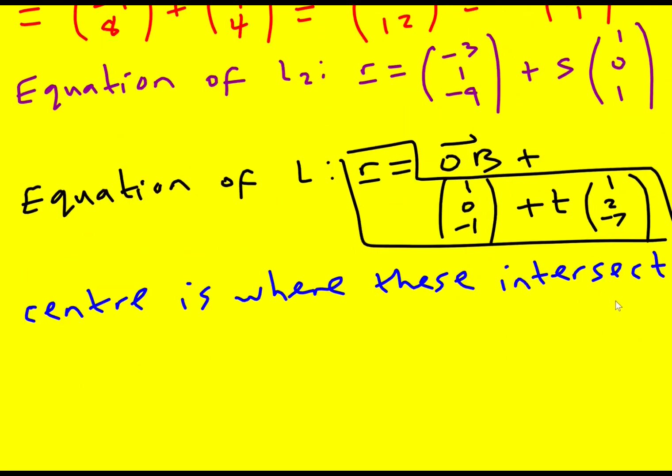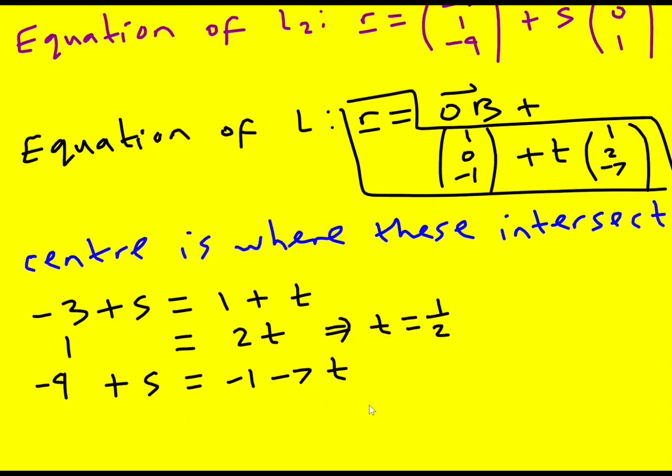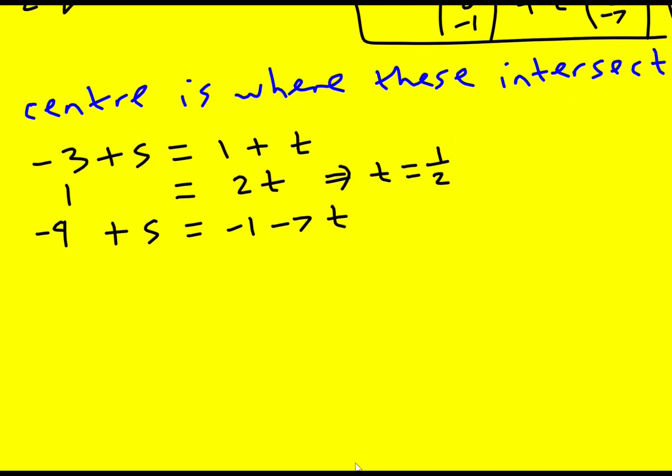So where they intersect, I can set the x coordinates equal to one another. So minus 3 plus s equals 1 plus t. And then the y components: 1 is equal to 2t. That's brilliant because that immediately tells us that t is equal to a half. And then the third one, minus 9 plus s equals minus 1 minus 7t. So I'll call this one 1 and this one 3.